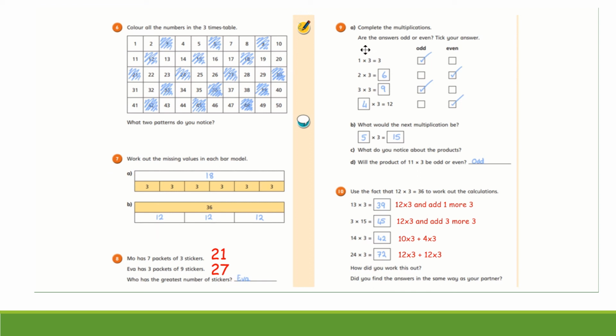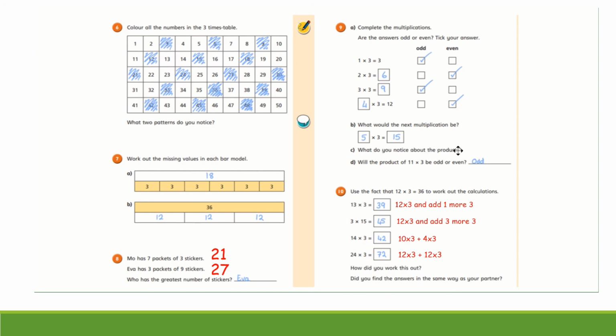Let's move over to number 9. Complete the multiplications. Are the answers odd or even? So 2 different things to do in number 9. So 1 times 3 gave you an example, and that is an odd number. 2 times 3, and the answer is 6, and 6 is an even number. 3 times 3 is 9, and we know that 9 is an odd number. 4 times 3 equals 12, and 12 is an even number. So it says, what would the next multiplication be? And the next one here, we've got 1, 2, 3, 4. So the next one would be 5 times 3, which gives us an answer of 15.